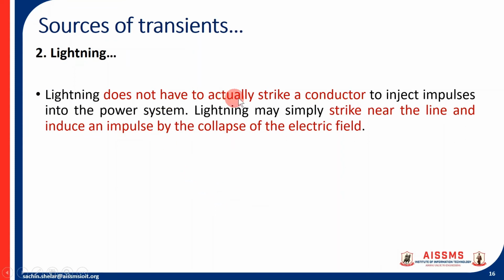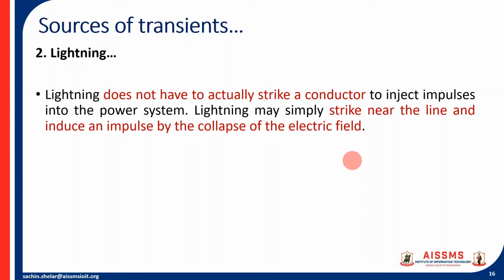It's not necessary that lightning has to occur on a direct line, or that it has to strike a conductor. Lightning may simply strike near the line and induce an impulse by the collapse in the electric field. So here you can imagine how a transformer works. Whenever there is a change in the primary side voltage and current, it creates a magnetic field, which is a variable magnetic field, and due to the up and down of that magnetic field, the secondary voltage is induced. The same phenomenon is occurring here.